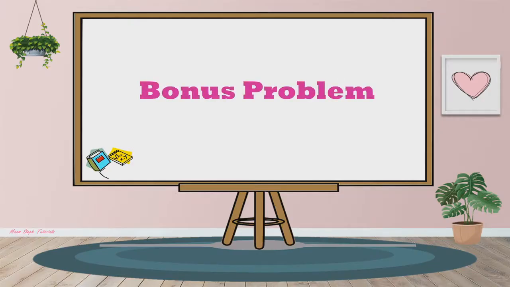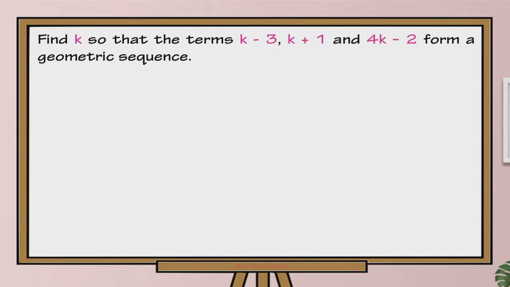Now, for our bonus problem, find k so that the terms k minus 3, k plus 1, and 4k minus 2 form a geometric sequence. So, in this problem, meron tayong tatlong term. Pero, ang terms natin dito ay algebraic expressions, which is k minus 3 as our first term, k plus 1 as our second term, and 4k minus 2 as our third term.